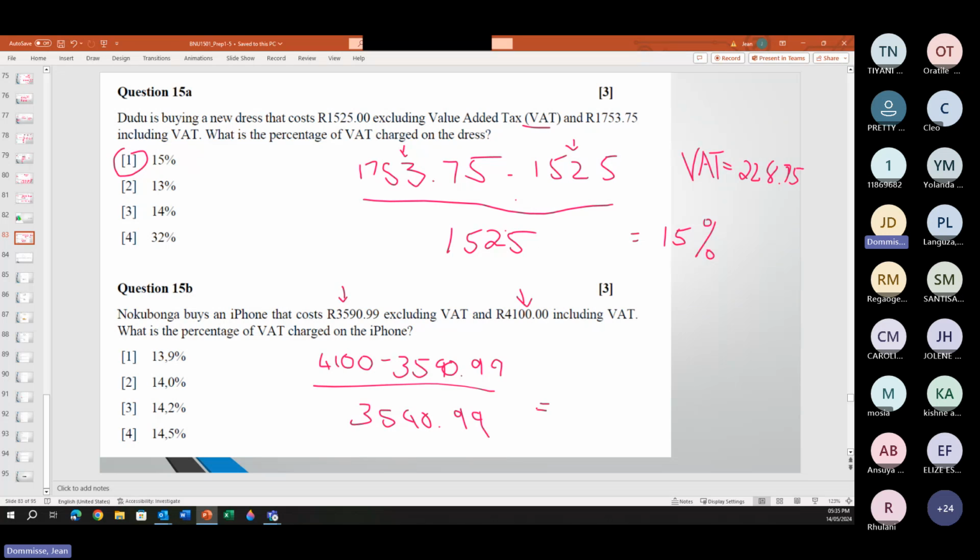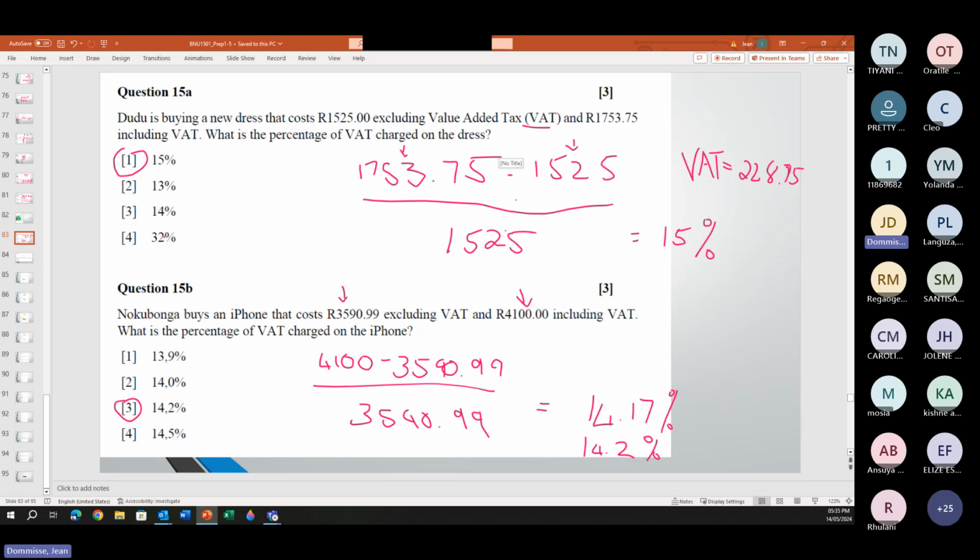So 4,100 minus 3,590.99 is 509 Rand and 1 cent. And if we divide that by 3,590.99, we get 14.17%. We don't have it rounded off to 2, so we've got it rounded off to 1 decimal. So 14.17 is 14.2%, which is option 3.